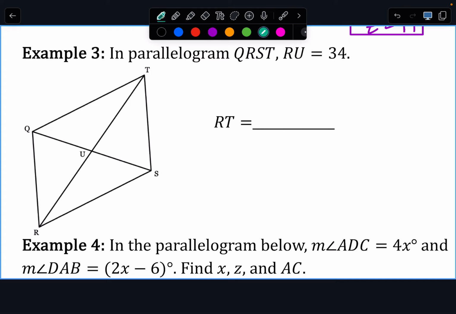Jacob, what did you and Kelly decide on for RT? 68. And why is it 68? These two are both 34, and you add them together. Okay. So our diagonals bisect each other. So RU and UT are both going to be 34, which makes RT 68.